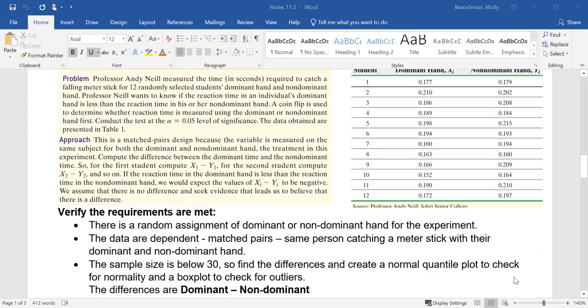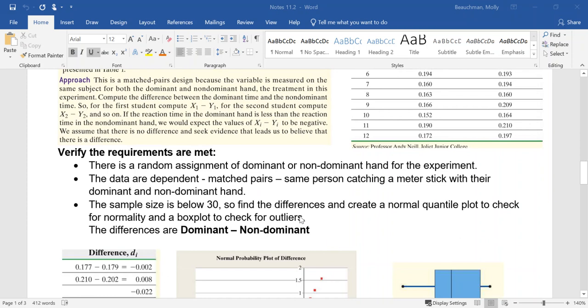We want to verify, first of all, that the requirements are met. First of all, there's a random assignment of dominant or non-dominant hand for the experiment, so that's okay for random assignment. The data are dependent, matched pairs. The same person is catching a meter stick with their dominant and non-dominant hand. The sample size is below 30, so that means we have to check and make sure that they come from a normal population. So we have to find the differences and create a normal quantile plot to check for normality and a box plot to check for outliers.